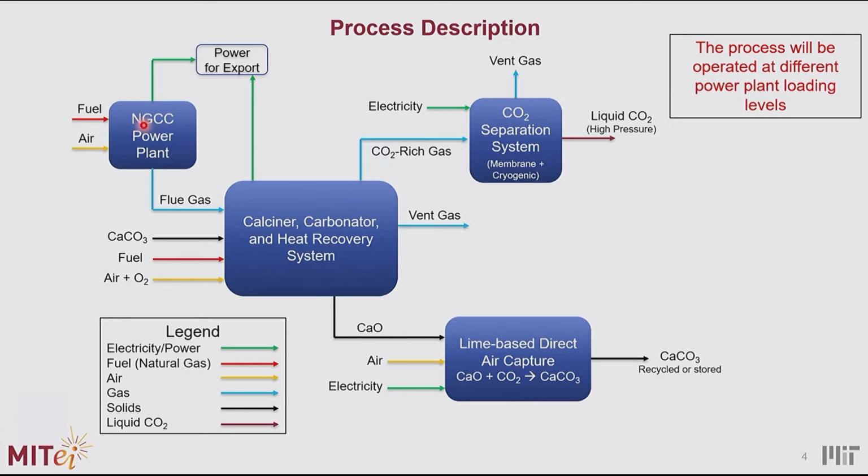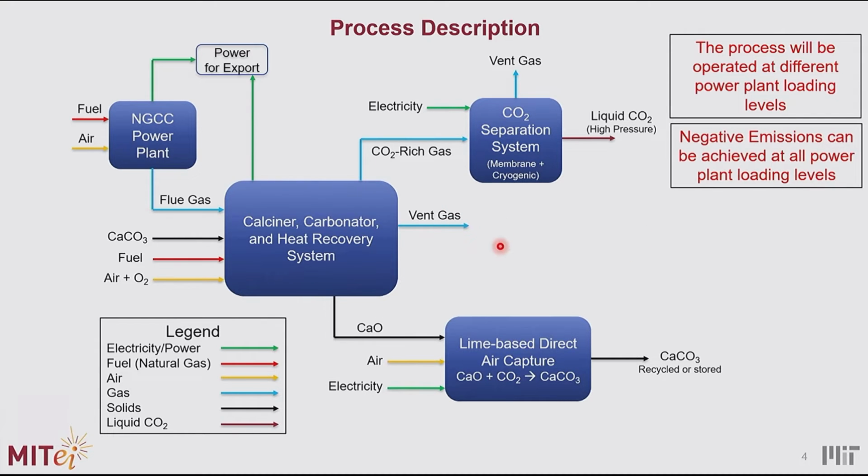If you decrease the power plant loading from 100% down to any percentage, this system can operate flexibly. You can even turn off the power plant, and this system will still be running because it's not only dependent on the flue gas, it's also dependent on the calcium carbonate. As long as you keep feeding it calcium carbonate, the system will be running. So that's where the flexibility of this system comes from.